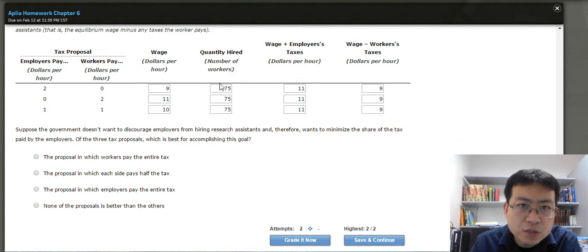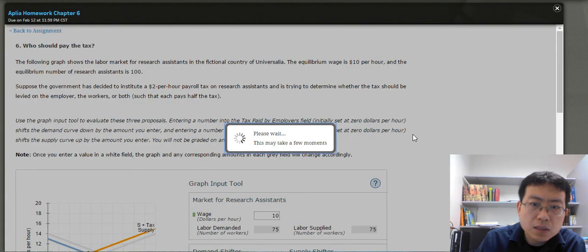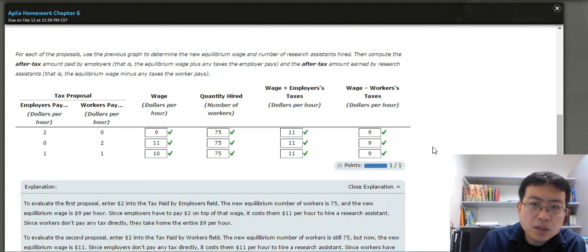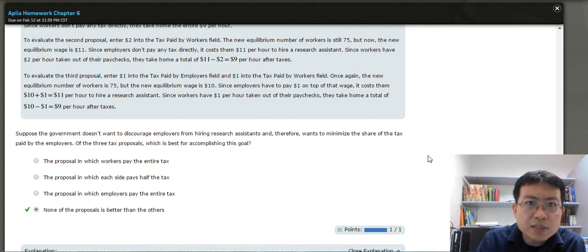Now if you notice, for every single case over here, our number of hires is the same, 75, and the wage plus employer tax and the wage minus worker tax are all the same. So it doesn't matter which one you use, the end result will be the same. So the answer for this one should be that no proposal is better than the other one. So let's check our answers. Good and good. Okay. All right. So this is the answer for number 6.